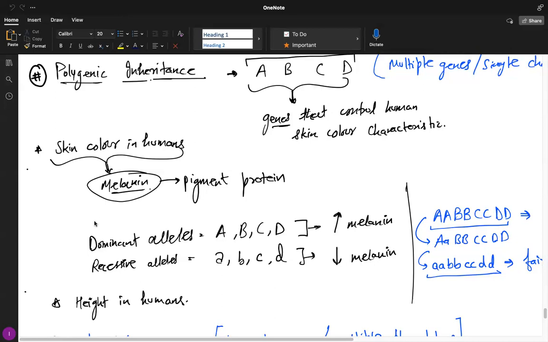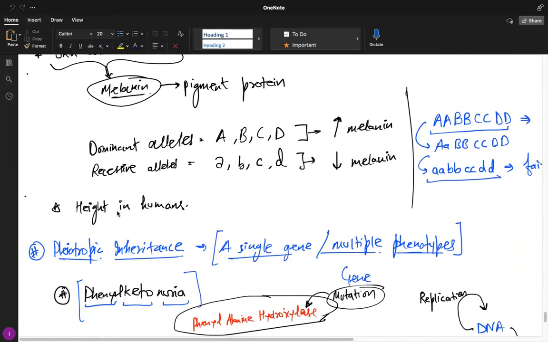Yes. Then we went to another example, which is height in humans. I asked you to go back and look for examples in plants and animals around you. Did anyone from Rabia and Aisha do that? Did you figure out any example of polygenic inheritance in animals and plants around you? No? No one is interested to go beyond the textbook. Okay, no problem. That's fine.